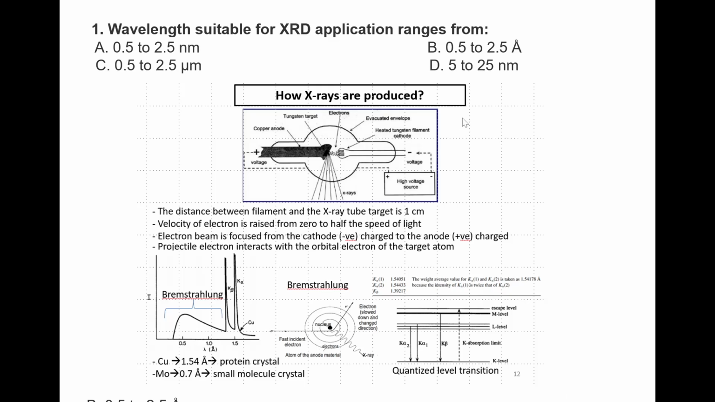Since the first day when we discussed X-ray crystallography, I have been telling you why we have chosen X-rays: because X-rays have a wavelength in the angstrom region, and the distance between two atoms in a molecule matters. If you compare the carbon-carbon single bond distance, it is 1.54 angstrom, and that matches the wavelength of the X-ray.